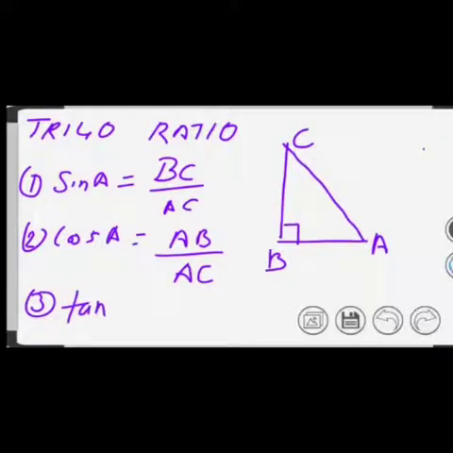Next is the third ratio, tangent. That means tan theta, that is tan A. Tan is what? It is side opposite to angle A, that is BC, divided by side adjacent to angle A, that is AB.